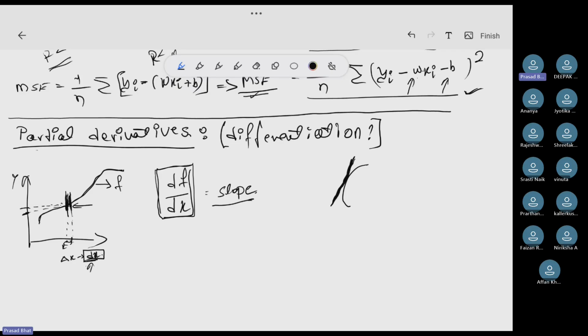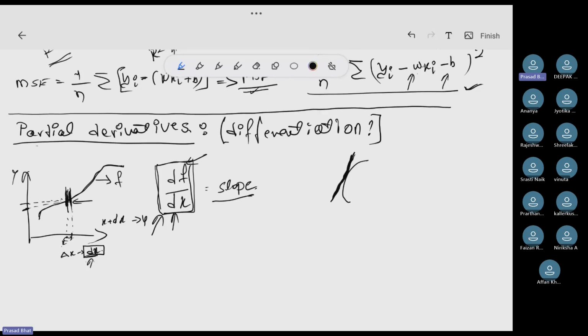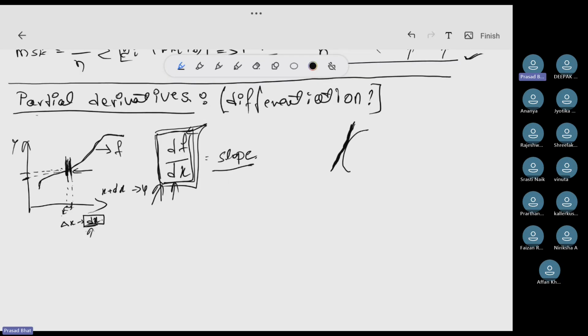So another way of understanding this differential is how a small variation in x is affecting my line. So if I change from x to x plus dx, then how my y is going to change is the interpretation here. Okay, fine. Now, this is the plain differentiation with respect to x.